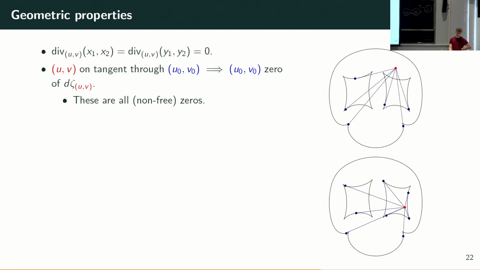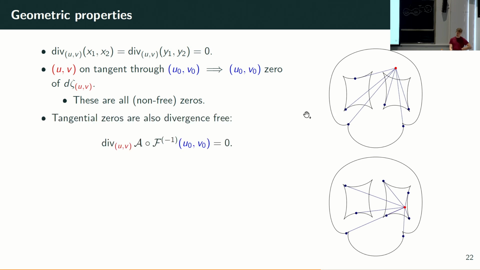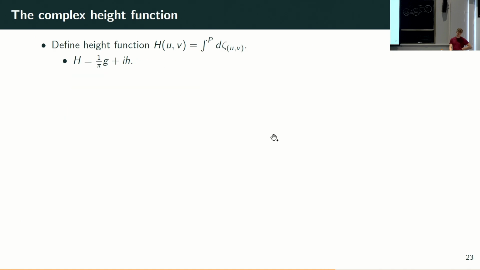Actually, if we integrate those, so if we integrate those, this will define what we now call the complex height function. So this is just the integral of these. The complex height function at a point uv is defined as the integral from some fixed point to the point p, which corresponds to the uv, of d zeta uv.